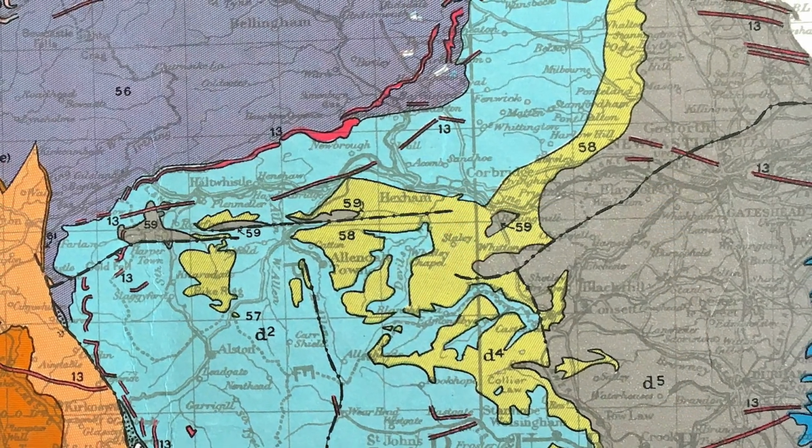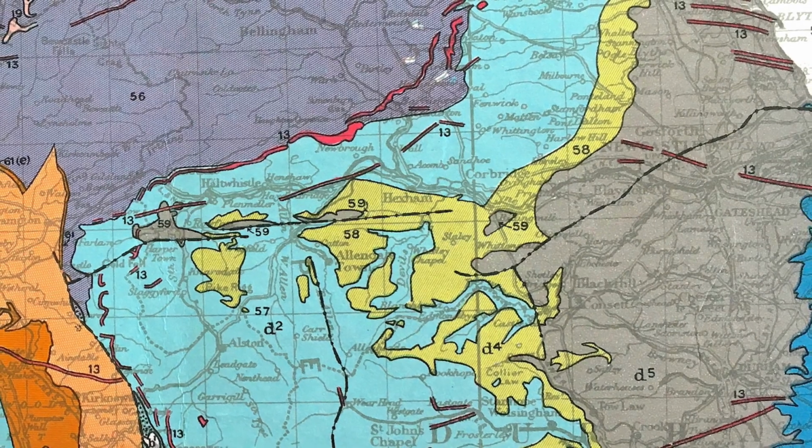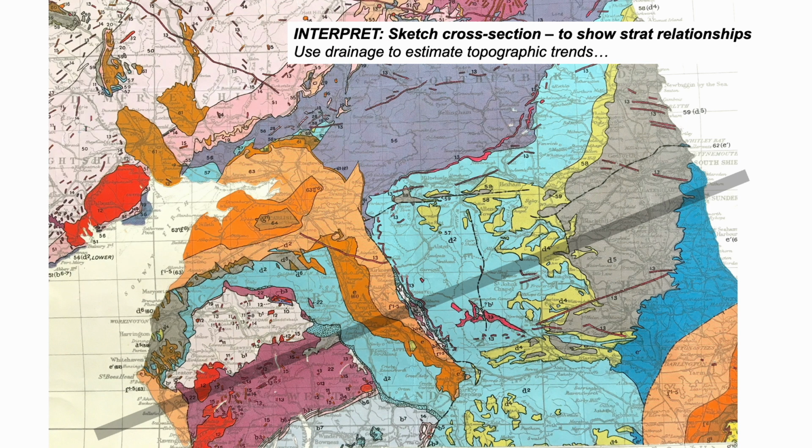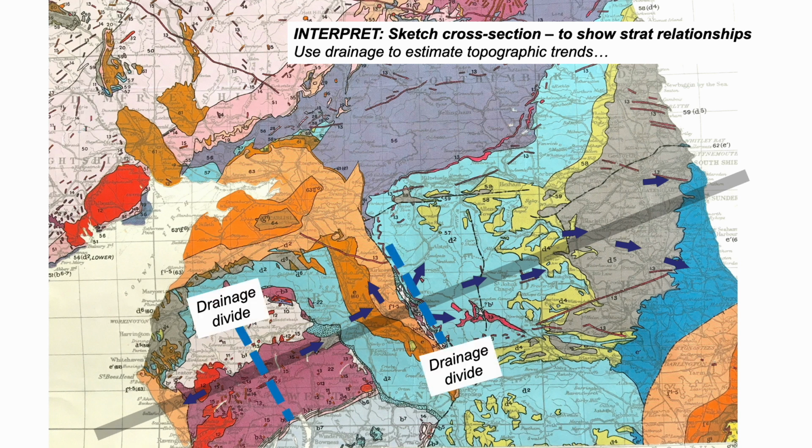Now, on regional maps like this, you generally just ignore the topography and just show it as flat land. But because the dips we've seen are so low in some places, it's important to get a little bit of an idea of what the topography is doing. And we can use the drainage pattern to help us. So let's look at the drainage pattern along the cross-section line. And I've just picked out the direction the rivers are flowing. And we can use this to define two drainage divides like this.